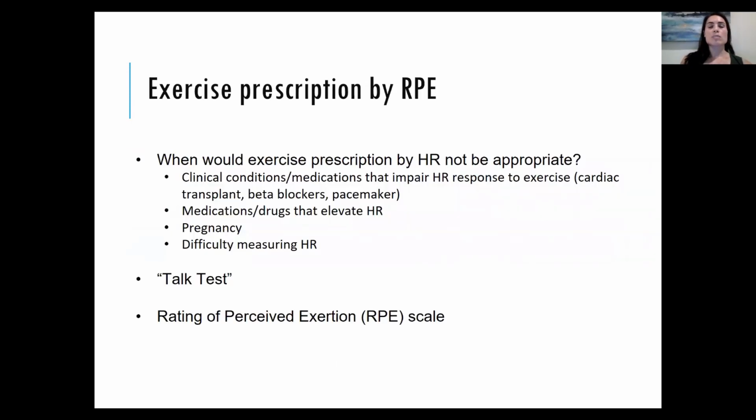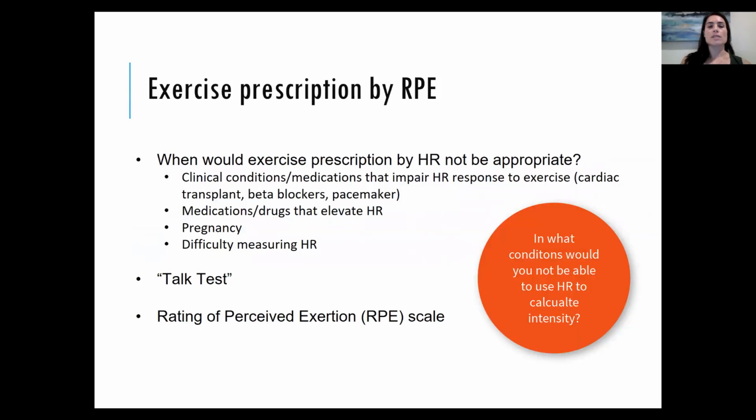And then exercise prescriptions by RPE, which is rate of perceived exertion, because there are certain clients that you will not be able to use heart rate as an exercise prescription for. This includes people who have certain clinical conditions. We know this from working with LifeFit, right? If they have any sort of cardiac transplant, if they're on beta blockers, if they have a pacemaker, all of those things are meant to help regulate their heart rate, and so will artificially lower or raise their heart rate.